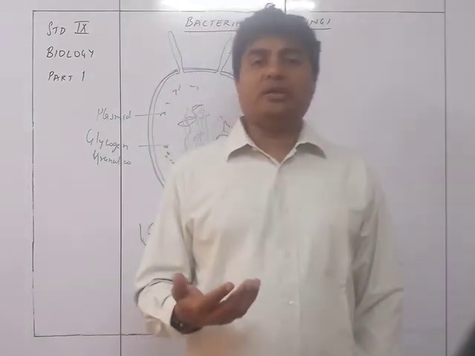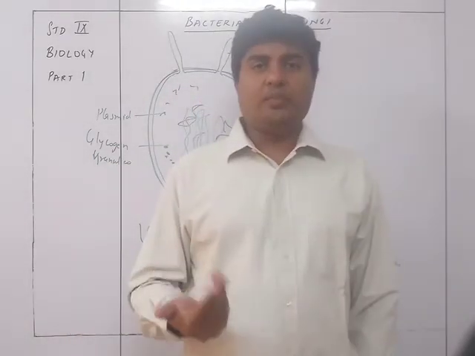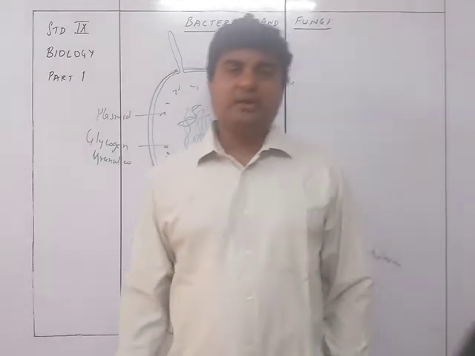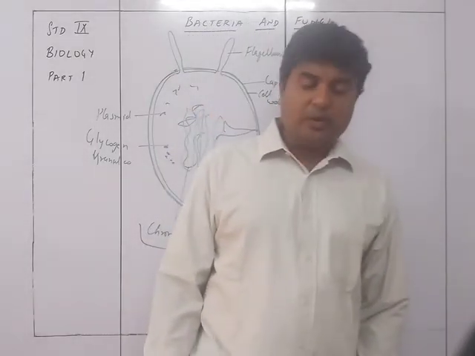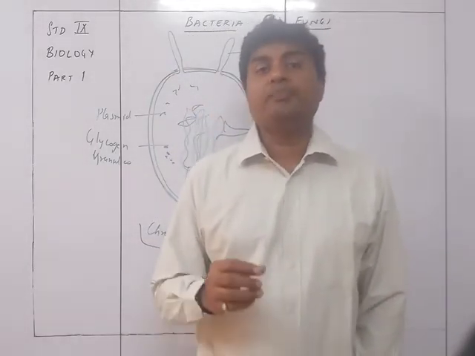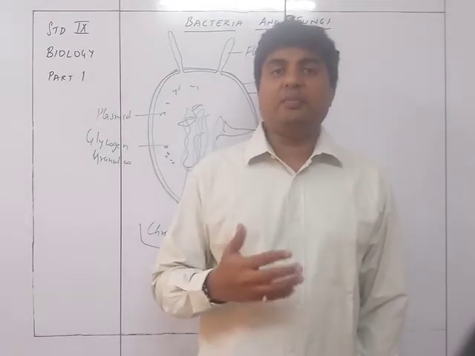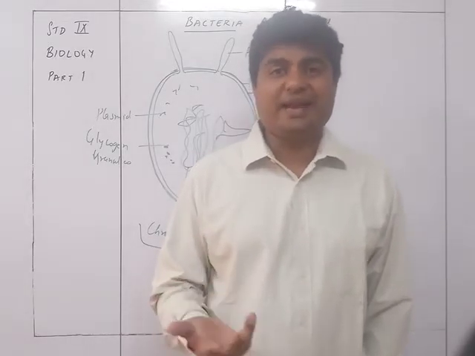Now when they are dependent on others, they will be of two kinds. One will be a saprophyte or saprotroph. Saprotrophs will be like scavengers, living on the dead and decaying substances.